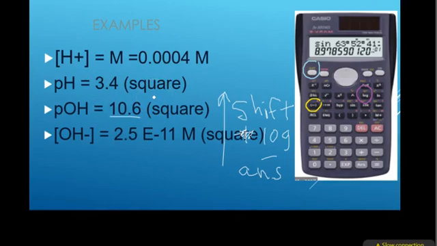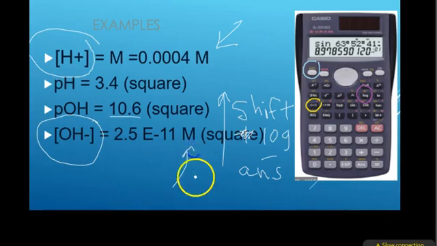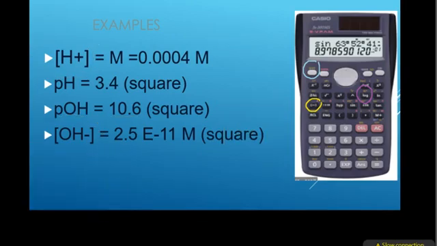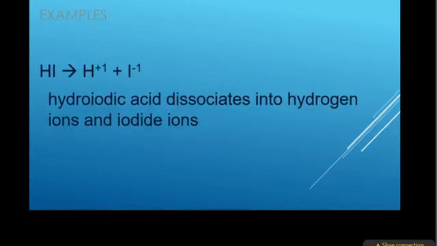So I want to take the shift log of my negative pH, and I end up with 2.5. And don't forget the times 10 to the negative 11 part of it. A lot of times people forget. Now the two things that have units on them are the hydrogen ion concentration and the hydroxide concentration. The units are molarity, an uppercase, capital M. Be careful. It is not the same thing as a lowercase m, and that will be marked wrong in both honors and regular classes. A lowercase m means meters.